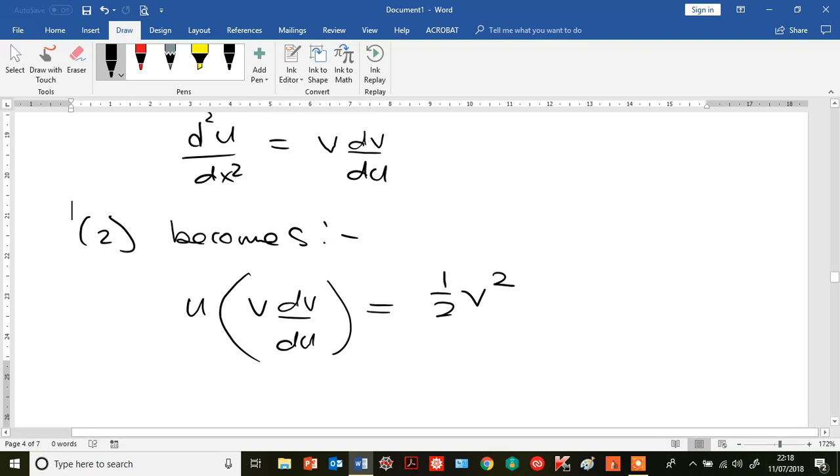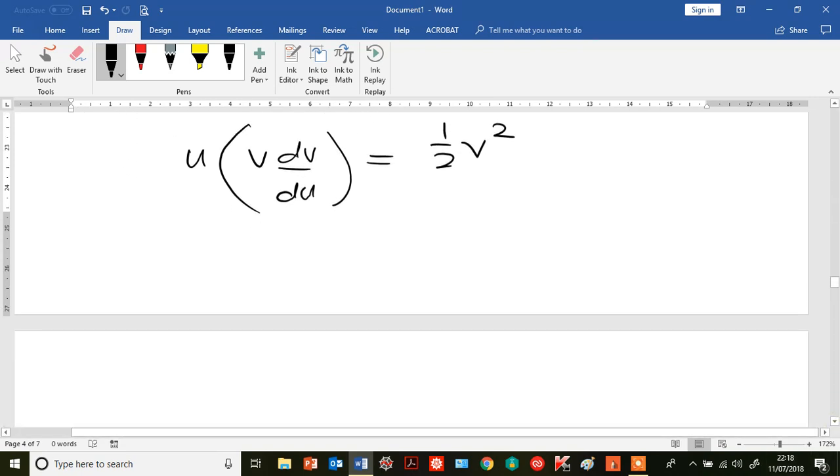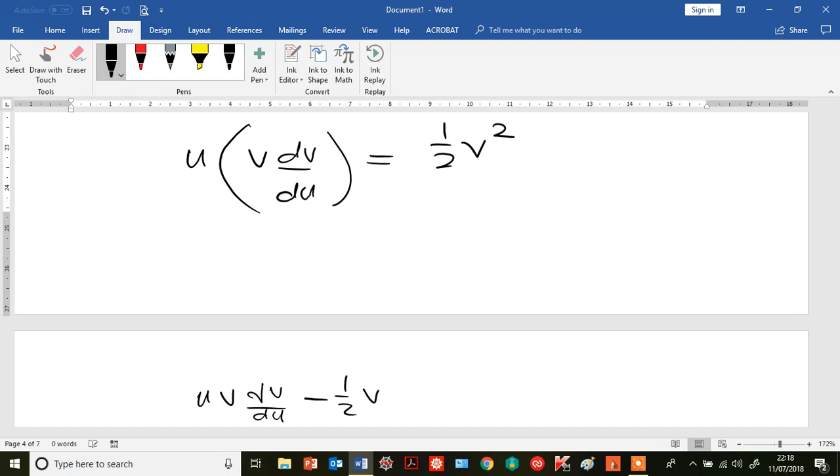We seem to be getting somewhere now, so let's move that up, and I'll just keep that there for now because I want to multiply this out and rearrange. So we get u v dv by du minus a half v squared equals 0, and this implies, and that's the reason why we put it into that form, because we can now factor out the v term.